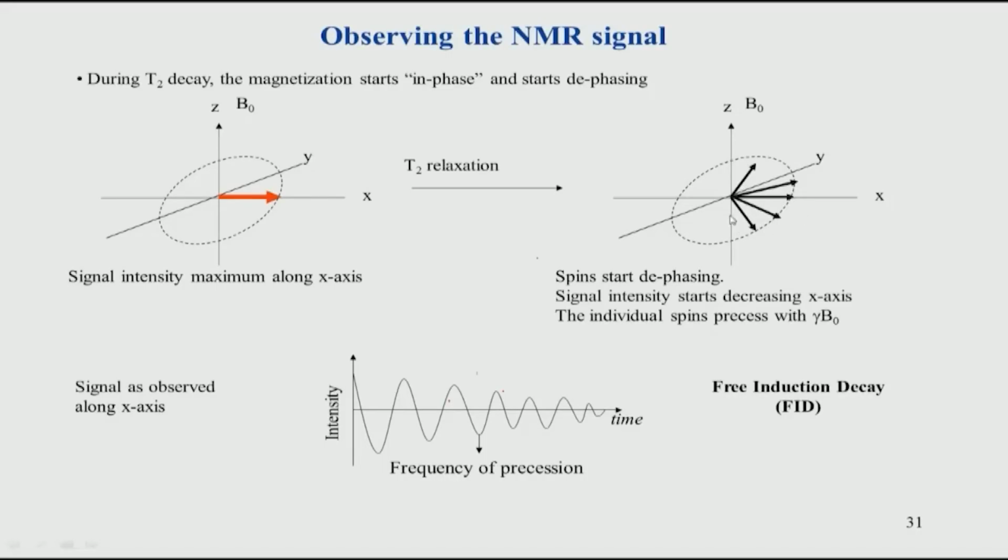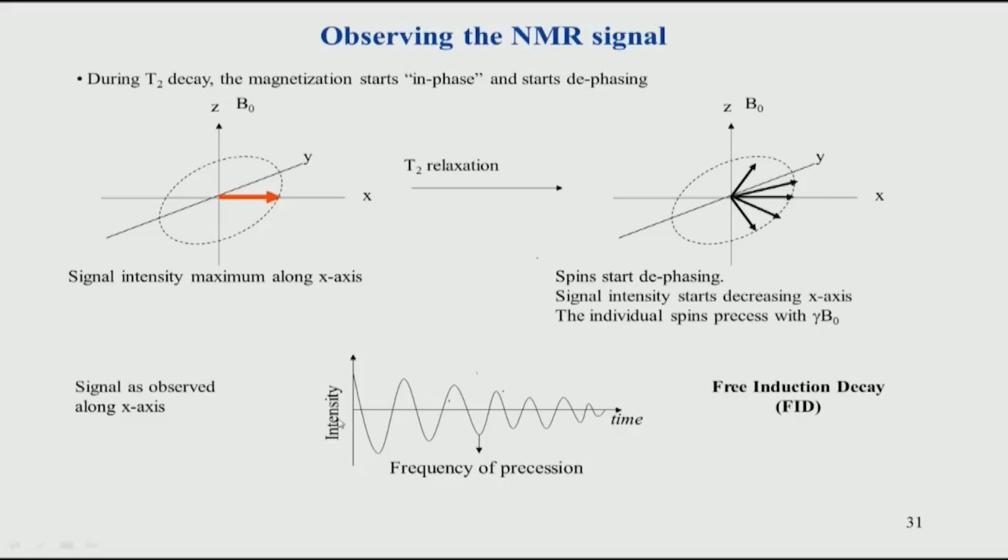Now, if you imagine, these are different spins which are all rotating together, and there is a very famous principle of induction which says that any magnet which is rotating induces a current in the coil. This is Faraday's law of induction. These are all tiny magnets. So, when they are rotating in the xy plane, if you keep a coil along the x axis, these rotating magnets induce an EMF, a voltage, in the coil.